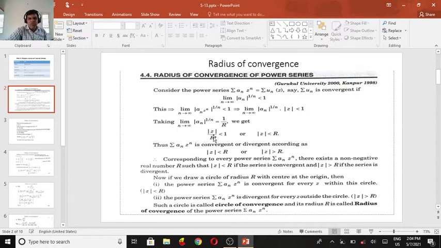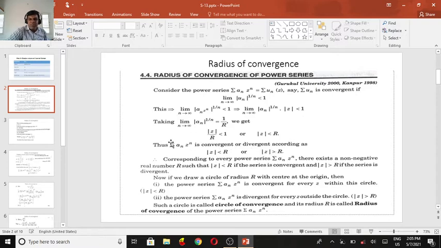We get the absolute value of z divided by R less than 1, simply say the absolute value of z less than R. Thus the power series sum a_n z^n is convergent or divergent according as mod z is less than R or mod z is greater than R. So the series is convergent or divergent depending on R: it converges if mod z is less than R, and diverges if mod z is greater than R.